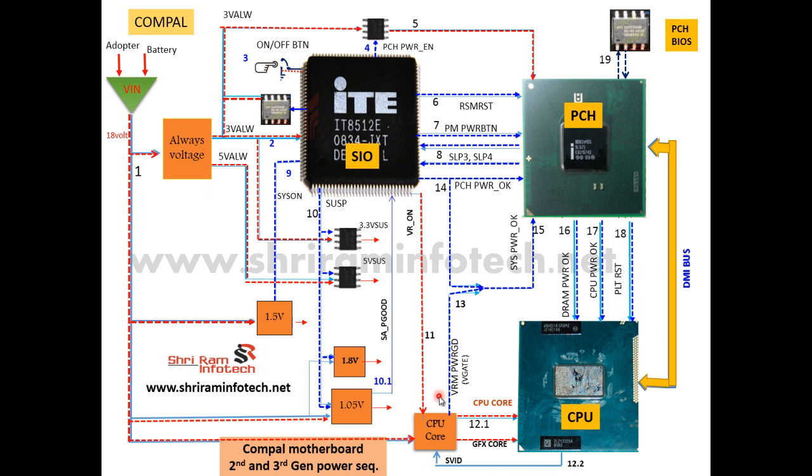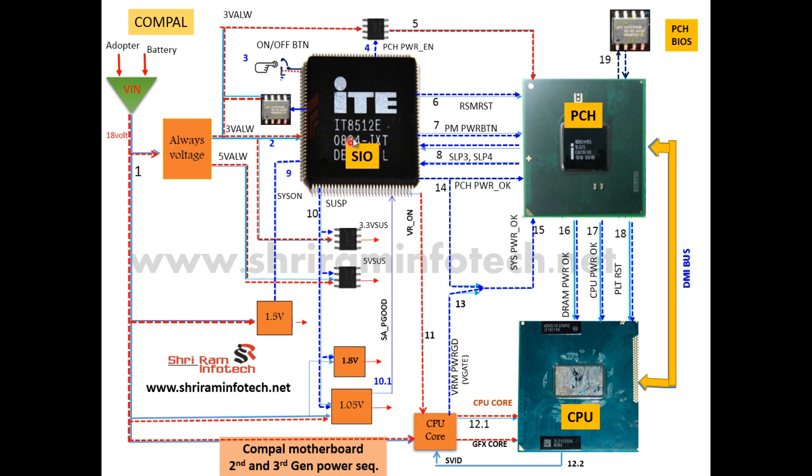Suppose your laptop is dead and not powering on, so what you have to do is check this 3 volt first. You connect to the DC power supply and check the current, and if you don't have a DC power supply, connect the adapter, open the laptop and check the voltage at the SIO VCC pin, or you can check on the EC BIOS pin number 8 also. 3 volts is supposed to come. If 3 volt is coming on the SIO, that means your always voltage is working fine.